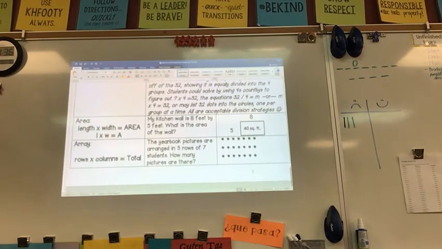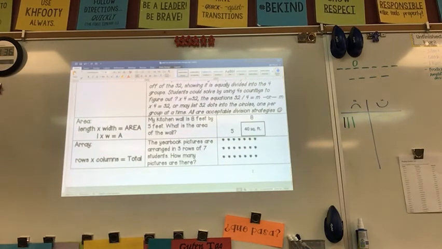Okay, last one. Area models. Oh, you know what? Sorry, that's not the last one. There's also area models. If your kitchen wall is 8 feet by 5 feet and you want to find the area of the wall, the space inside, we multiply.